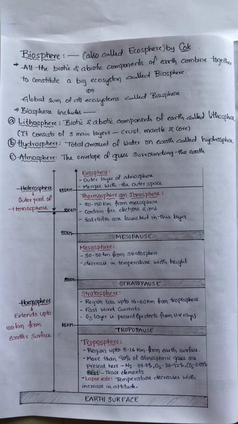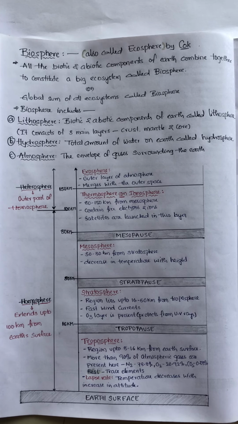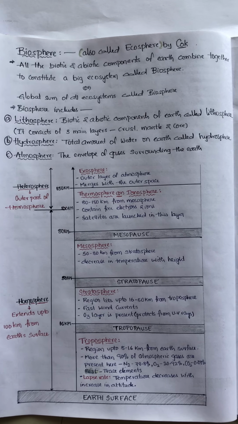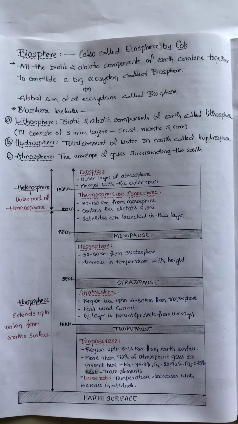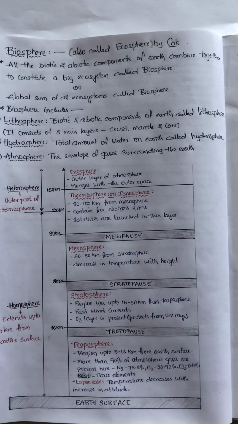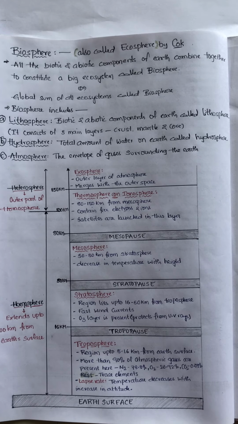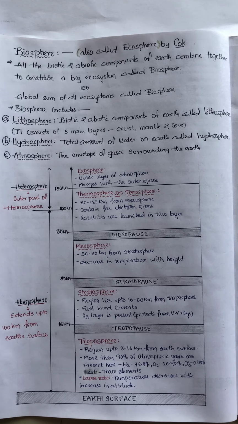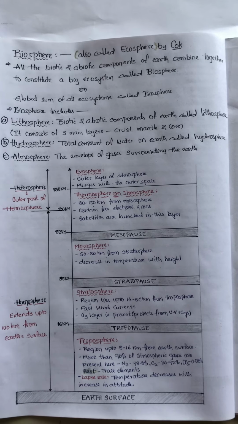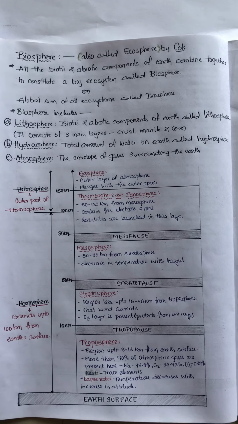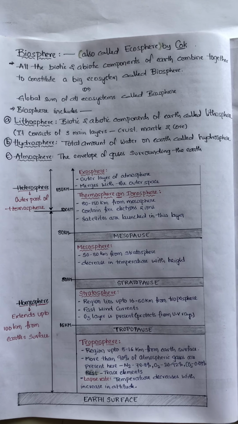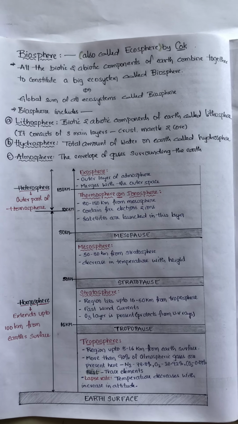The next layer is mesosphere. Mesosphere ranges from 50 kilometers to 80 kilometers, whereas the next one is thermosphere, which is also called ionosphere, and it lies from 80 to 150 kilometers, which contains free electrons and ions. This is the layer of atmosphere where satellites are launched. The next one is exosphere. It is the outermost layer of the atmosphere, and it merges with outer space.